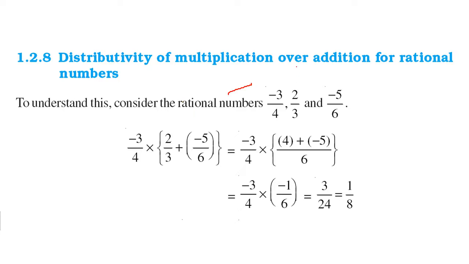Distributivity of multiplication over addition for rational numbers. Just consider these 3 rational numbers. When you add these 2 and multiply the result by this one, what will be the result? Let us solve this. You can just take the LCM and solve it. You'll get 1 by 8, right?